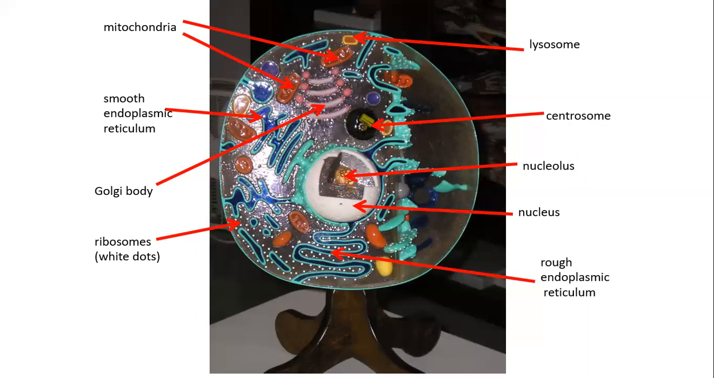So those examples 3, 4, and 5 are for you to consider at home. Again, in the lab, we'll be having more of a student-led discussion about those points 3, 4, and 5 in the lab report.